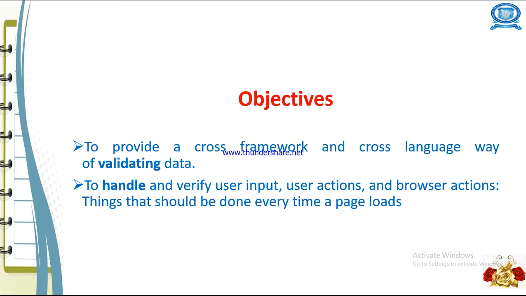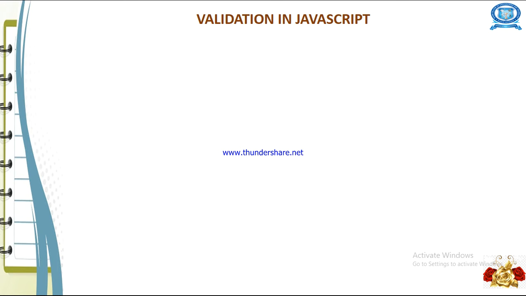The objective is to handle and verify user input, user actions and browser actions. This should be done every time a page loads. Suppose we are opening a web page, the page will open and it will take some time for loading. At that time, it verifies the user inputs, user actions and browser actions. Okay. So first we are going to discuss validation in JavaScript.